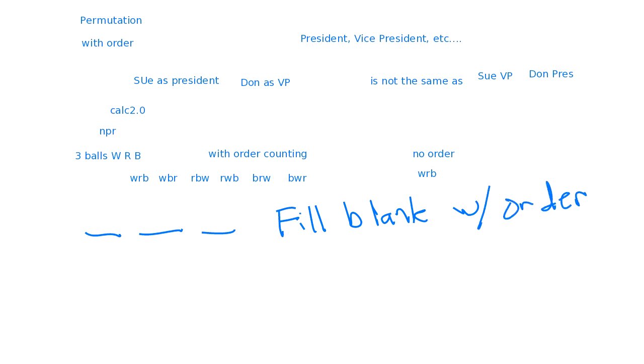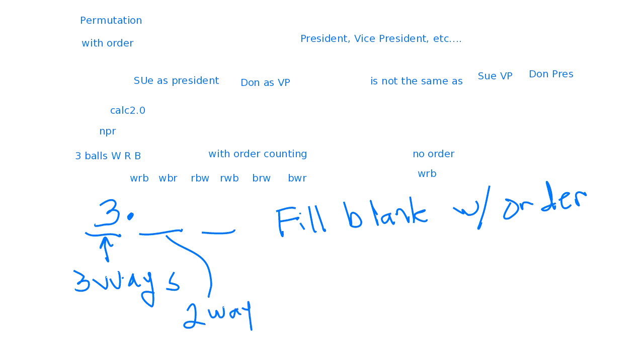I have 3 ways to pick the first ball. Red, I can pick, sorry, red, white, or black. So I have 3 ways to do that. Once I picked one of those, then there's 2 balls left. So I have 2 ways to pick the second ball. And then once I did that, I only have 1 way to pick the last ball. That is 6 ways.